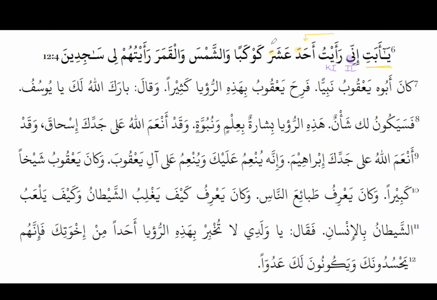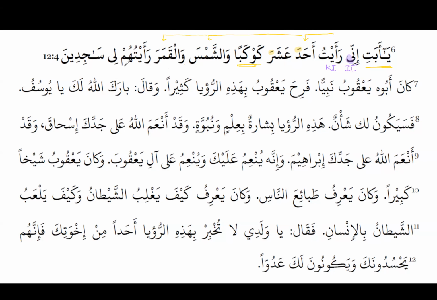And then kawkaban we also have not covered yet. We will cover this in level 3A. It's called tamyiz. It's one of the mansubat. It comes to clarify and distinguish what the number is. So 11 what? 11 stars. وَالشَّمْسَ وَالْقَمَرَ. So these are following أحد عشر. That's why they're nasab. They're also following عطف على المفعول به. They're عطف on the مفعول به. So both شمس and قمر.